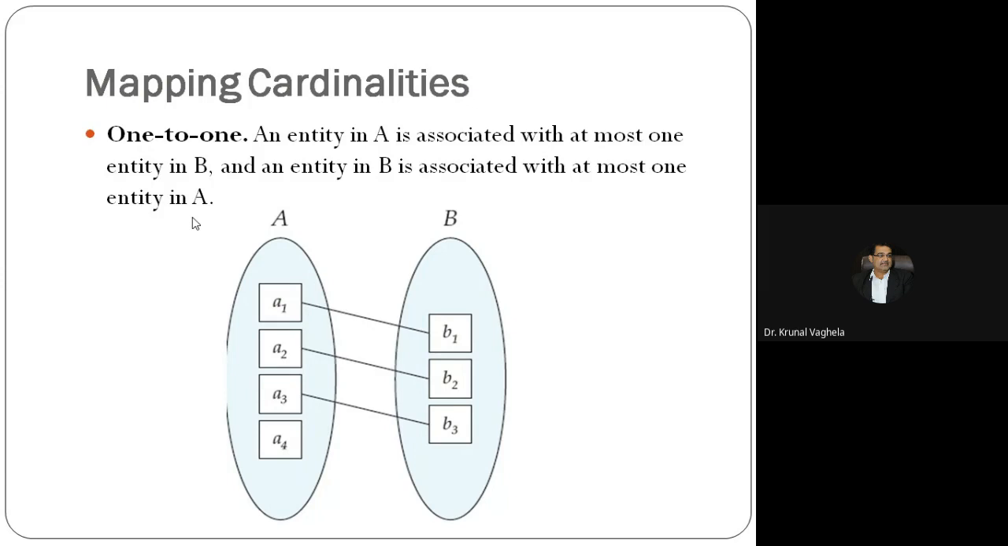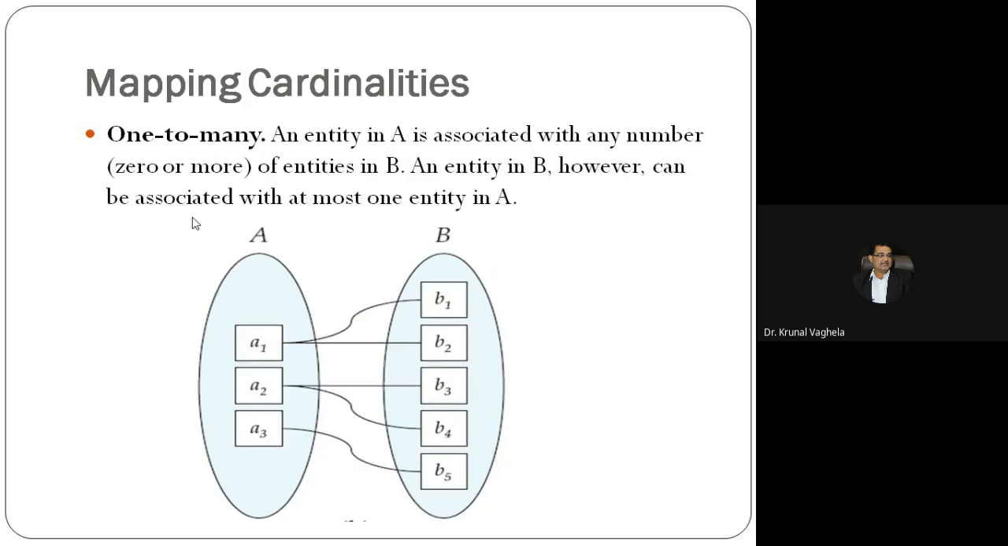For example, A1 is associated with B1, A2 is associated with B2, A3 is associated with B3, but A4 is not associated. That means this is not total participation. Why? Because A4 is not associated with any entity in B. An entity of A is not associated with any entity in B. So what is it called? Partial participation, because it is not associated with anything.